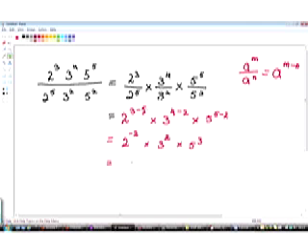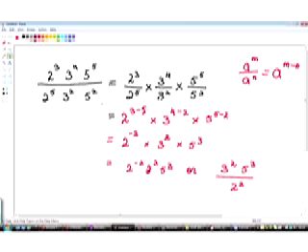Now we can rewrite this as 2 to the negative 2, 3 to the power 2, 5 to the power 3, or we can state it as, remember, a negative power in the numerator is supposed to be in the denominator. So we can restate this as 3 to the power 2, 5 to the power 3 over 2 to the power 2.